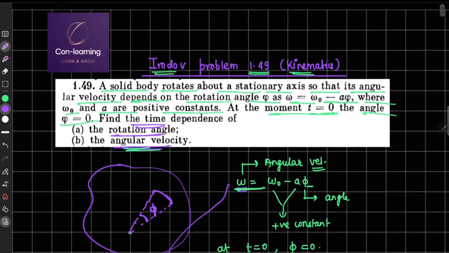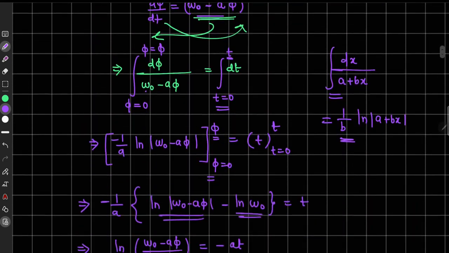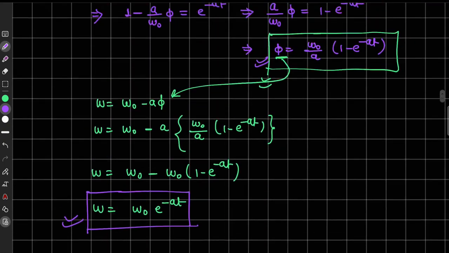This is what the question has asked. I hope the entire procedure is clear.